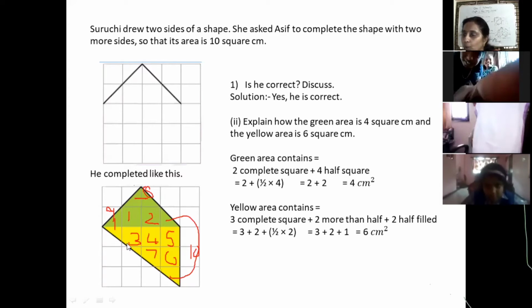And the yellow shape contains how much? Let us see. 1, 2, 3, 4, 5. 3 complete squares we have. 2 more than half squares we have. 2 half squares we have. So 3 complete squares, 3. 2 more than half, 2. And 2 halves means half into 2, 1. So total it will become 6 square centimeters. So like this, by counting squares, we can find the area of the given figures.